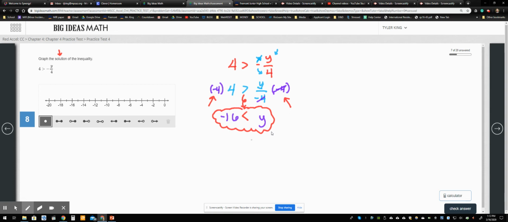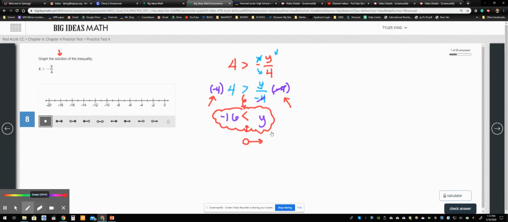So we're going to be looking at an open circle because there's no line underneath our sign here. And we're going to go to all of the numbers that are bigger than negative 16, because negative 16 is less than everything that we're looking for. So to get to all the numbers that are bigger than negative 16, we're going to go to the right.